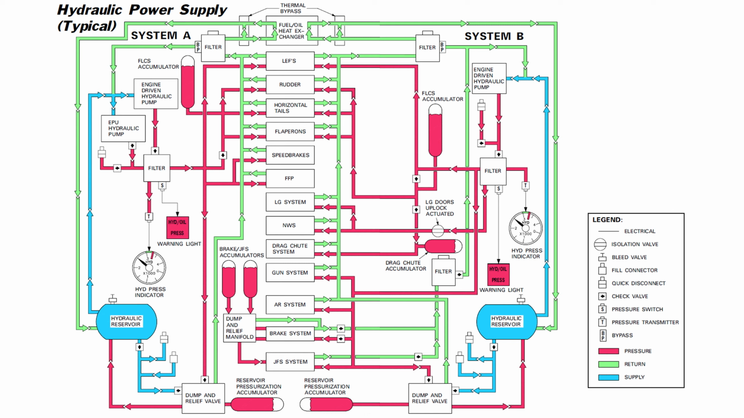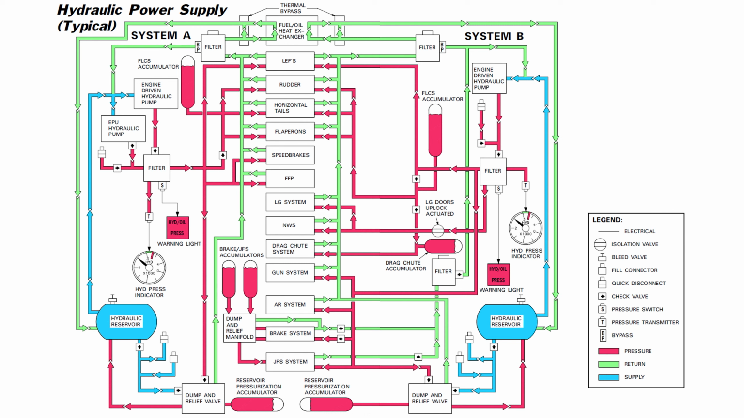of the aircraft. The remaining utility functions, gun and gun purge door, air refueling system, landing gear, brakes, and nose wheel steering are supplied by System B, which also charges the brake/JFS accumulators if the engine is rotating at a minimum of 12% RPM. Recharging takes 40 to 60 seconds depending on the conditions.